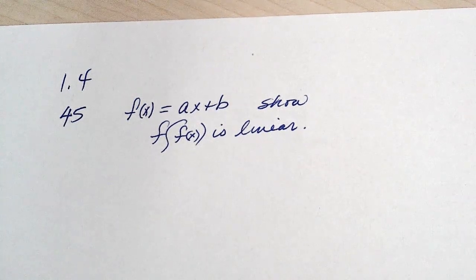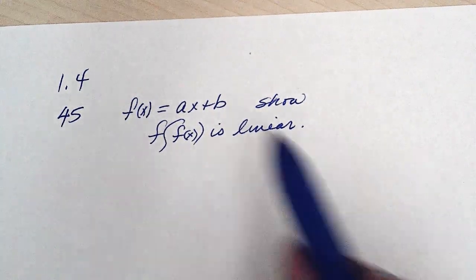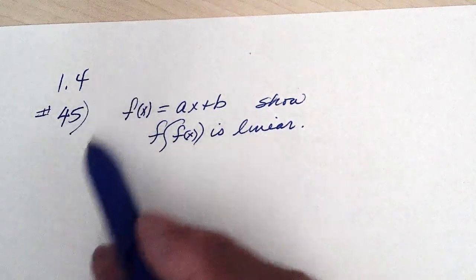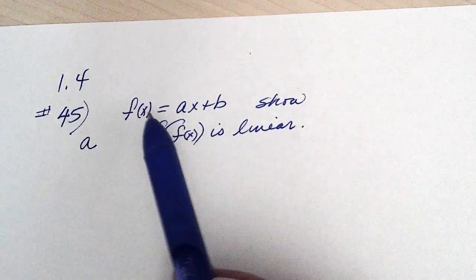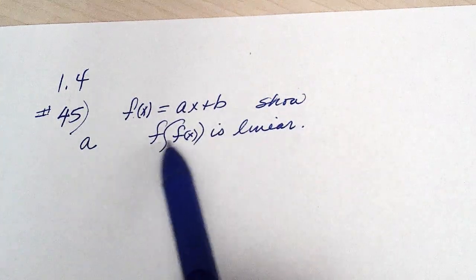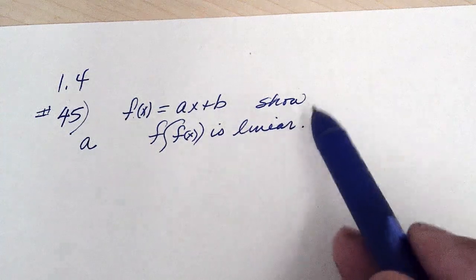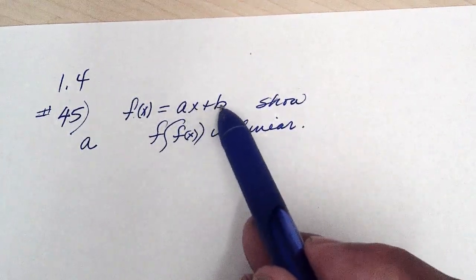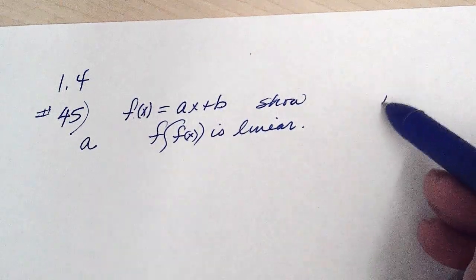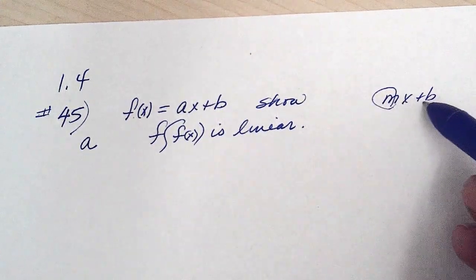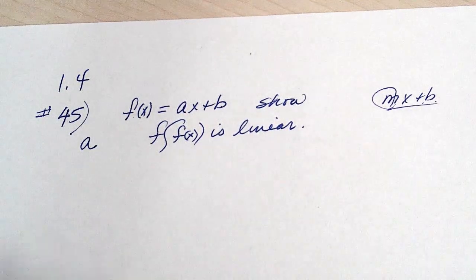Okay, section 1.4. Number 45 is the problem that's causing people problems. Part A says if f of x is ax plus b, show that the composite of f with itself is also linear. This is a constant times x plus a constant, like mx plus b. A number times x plus a number is linear.